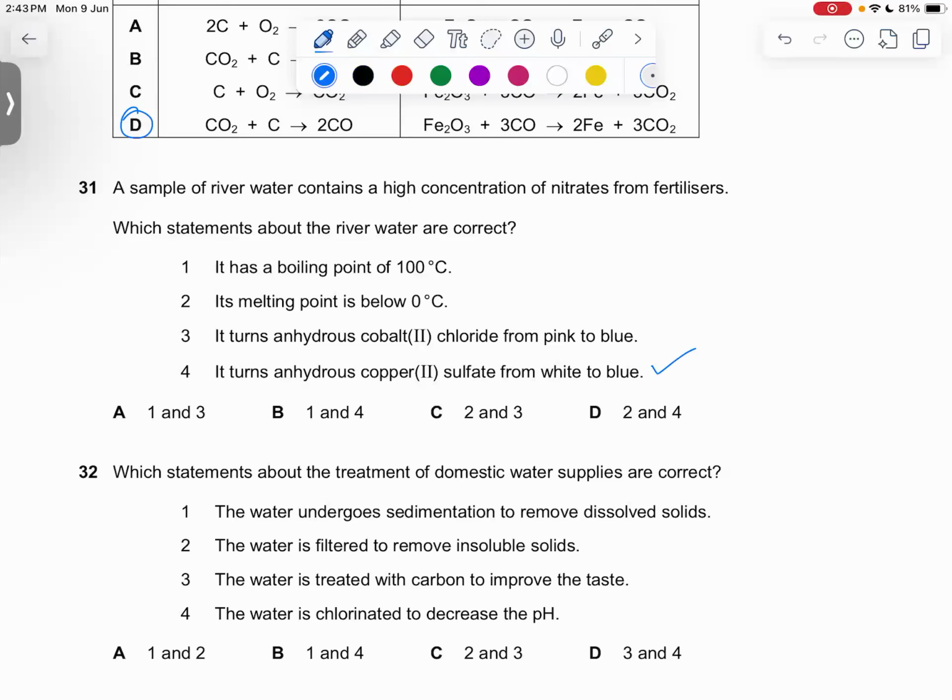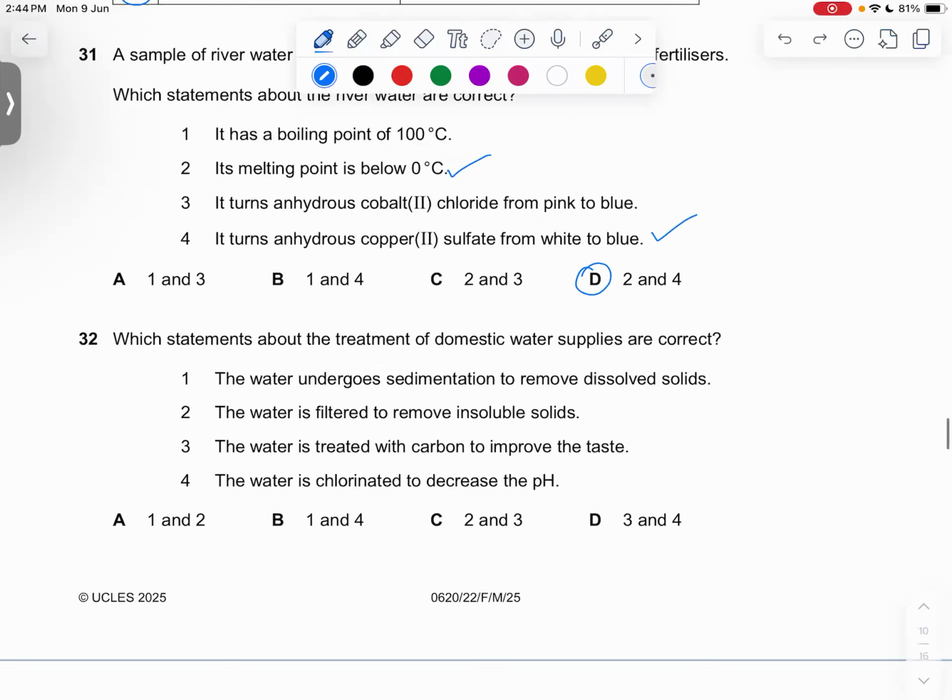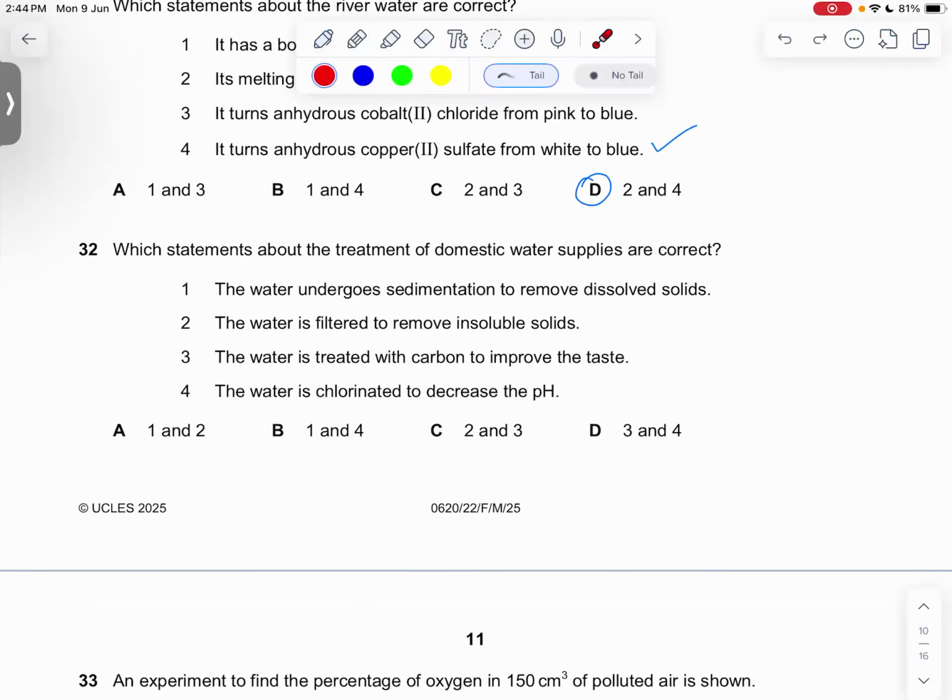So 4 is correct. But a second option should also be correct. Its melting point is below 100. Yes, this option we did not read. This option should also be correct. So the correct answer should be 2 and 4, D. Okay. In this one, they have swapped the colors. The color changes actually from blue to pink, not pink to blue, when water is added to anhydrous cobalt chloride.